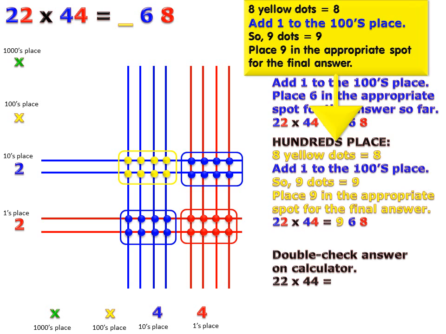So now we're going to write in, continuing on with our answer. If you count all the yellow dots, you see that we have 8 yellow dots, which equals 8. Now remember from the previous round, we needed to add 1 to the hundreds place. So now we have essentially 9 dots, which equals 9. And we're going to place that 9 in the appropriate spot for our final answer.